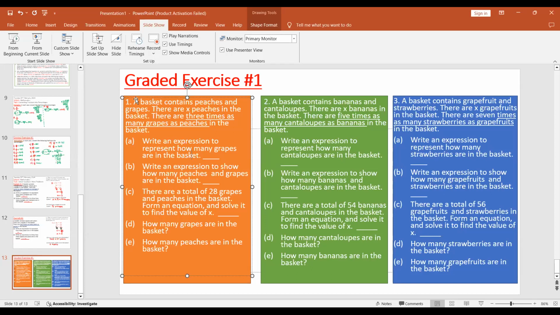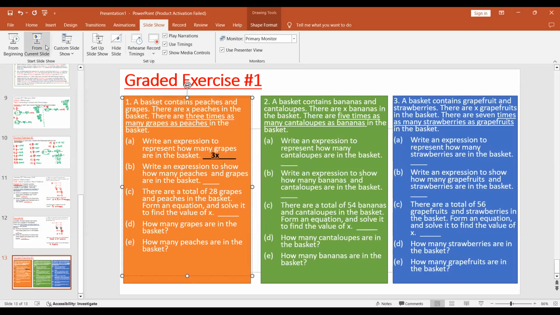Did anyone else get 3x for the expression to represent how many grapes in the basket? Yes, sir. Okay, only Samantha and Chai. Anyone else? Yes, sir. 3x for number 1A. Very good. Okay, good. So the answer is going to be 3x. So there's going to be 3 times x. So that's 3x.